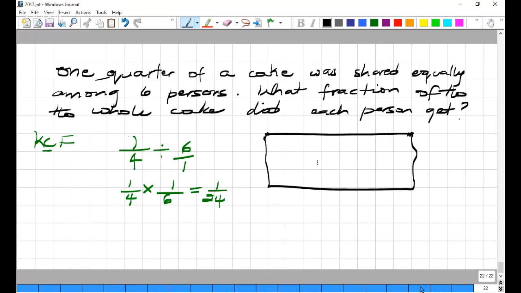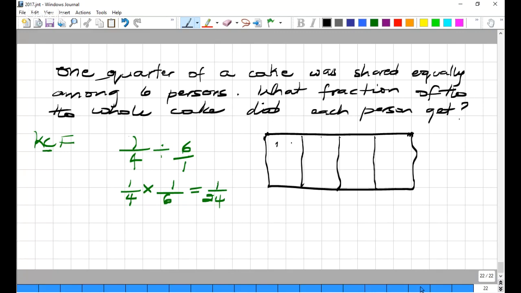Okay. So let's look at a quarter. What's a quarter of this? A quarter, I think, is like this. This would be a quarter. And this would be a quarter. And we have 4 quarters. Let's say that this is the cake. Watch this now. How many pieces in all are in this cake?